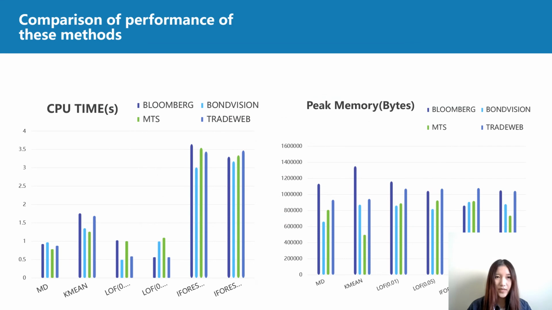Finally, based on the bar chart of CPU time, the usage of time is less for the Mahalanobis distance and local outlier factor methods. Using isolation forest in anomaly detection seems to be very time-consuming in this experiment. Well, for the peak memory, the difference between each algorithm is not very significant.